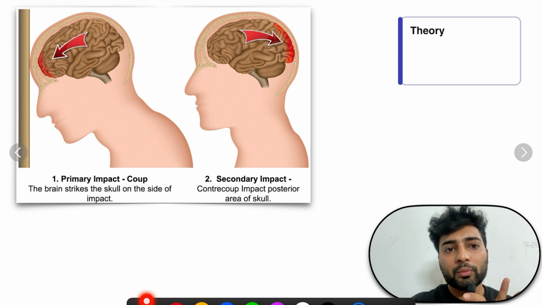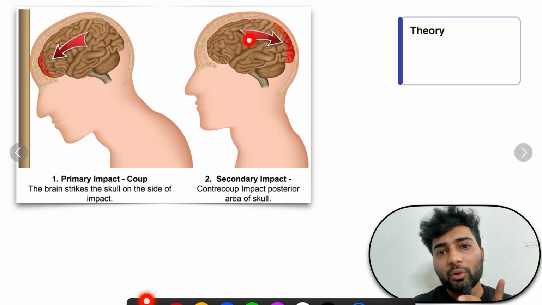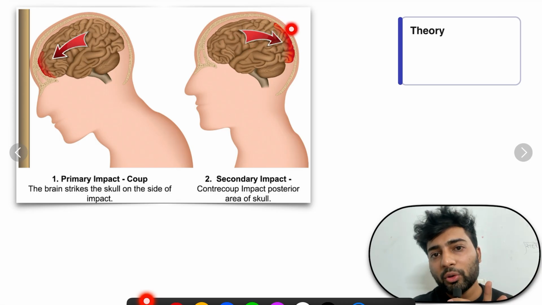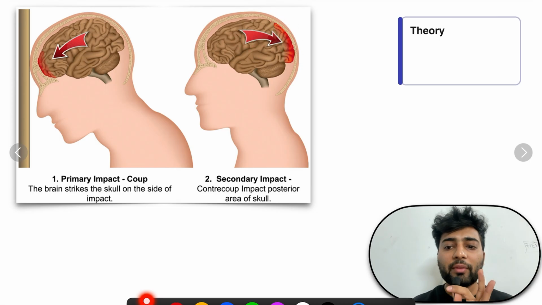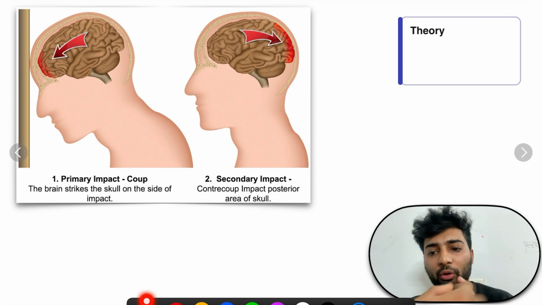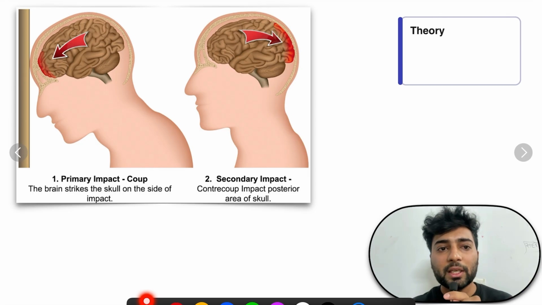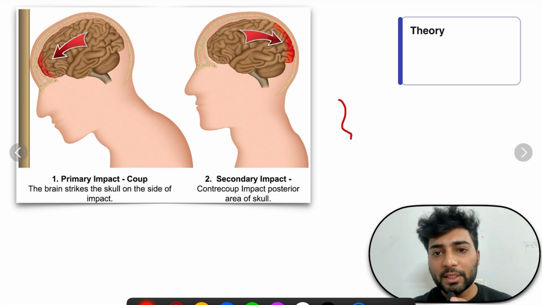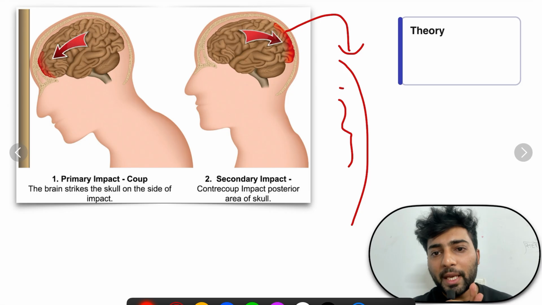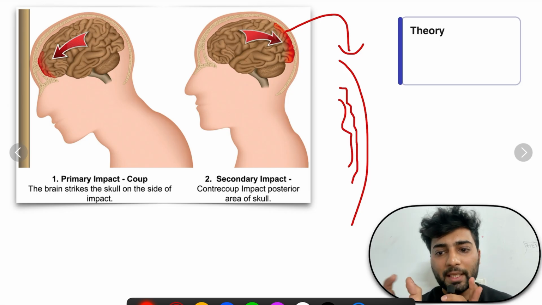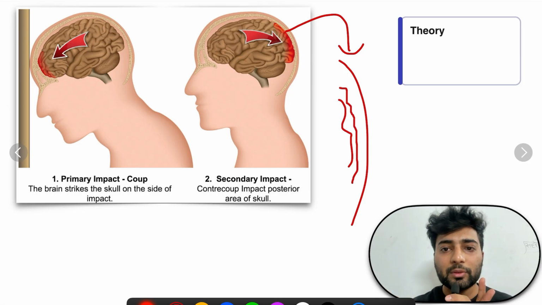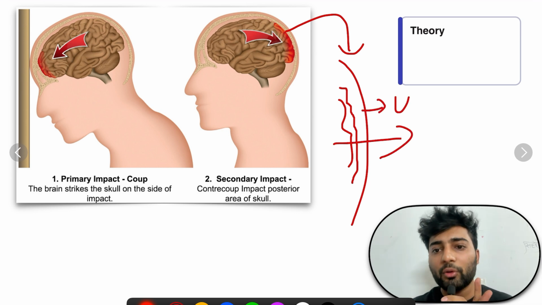And after it goes back, you can see that whenever this brain goes back, the space over here is reduced, right? So there is a vacuum created which will suck or pull the brain. Why is the vacuum created? Because the brain is going back due to its inertia. When the brain goes back, the space, see, this is brain and this is skull. We are looking at the posterior side. So whenever the brain goes back due to inertia, the space is decreased, right? This decreased space creates the vacuum, and this vacuum will suck the brain over here.